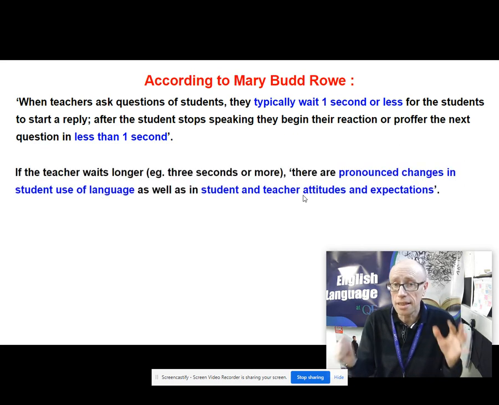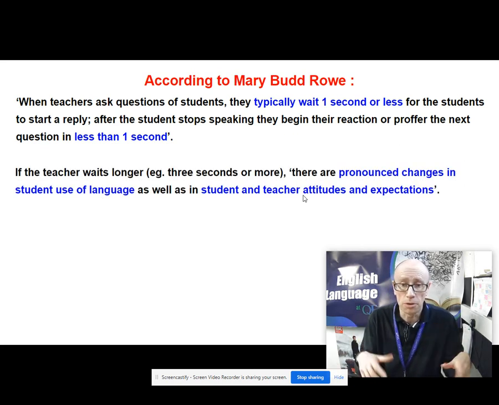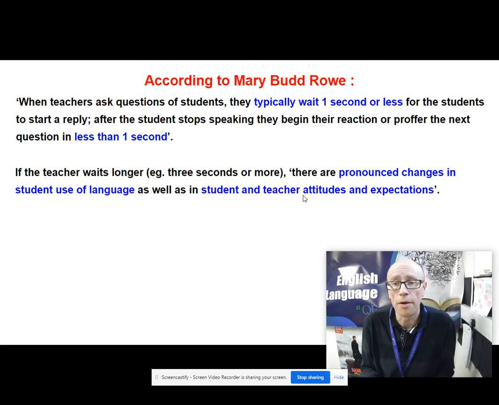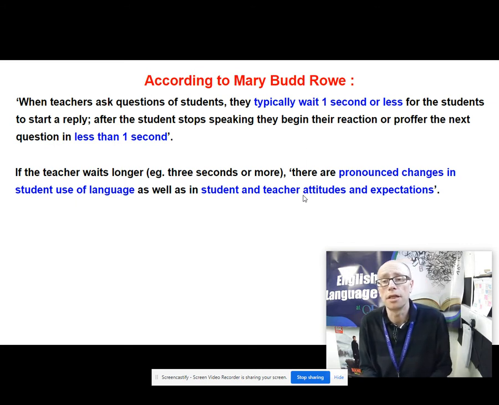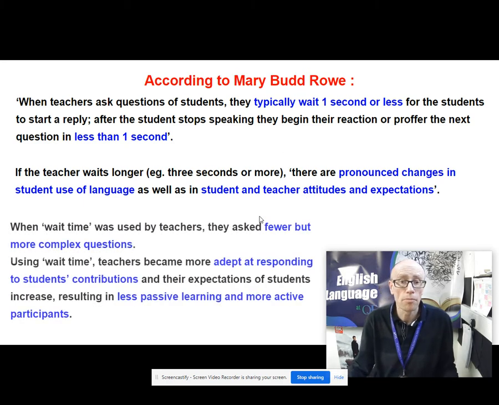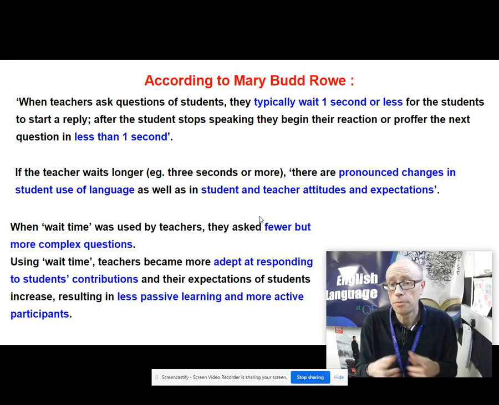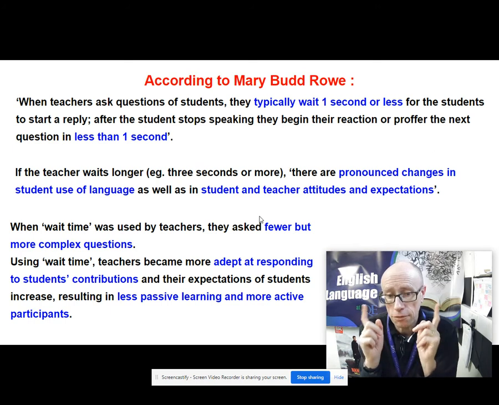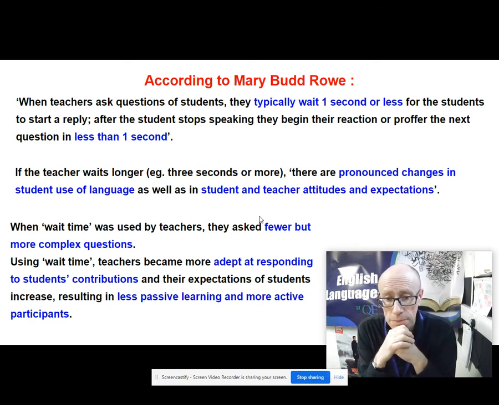And the thing is, if teachers do wait longer, and we're talking about sort of 3 seconds or more, there are pronounced changes in student use of language as well as in student and teacher attitudes and expectations. There's better learning going on. So when wait time was used by teachers, they asked fewer but more complex questions. Using wait time, teachers became more adept at responding to students' contributions, and their expectations of students increased. And so what that results in is less passive learning and more active participants.